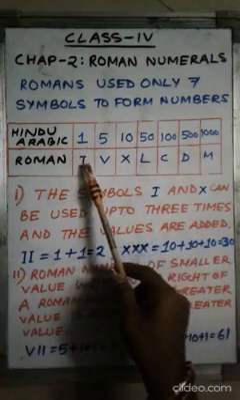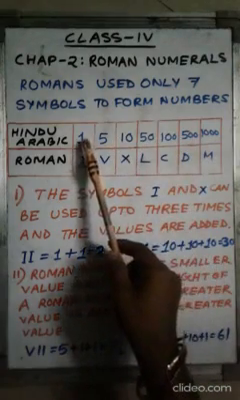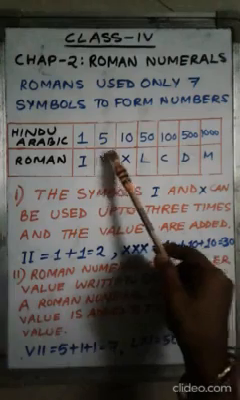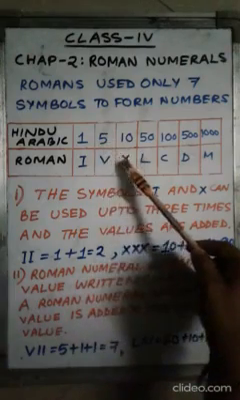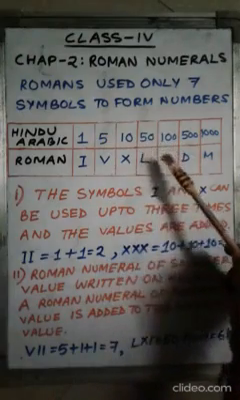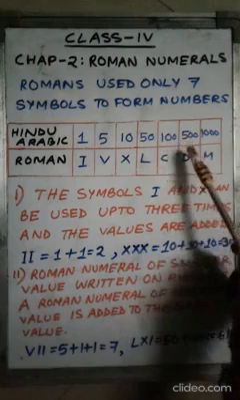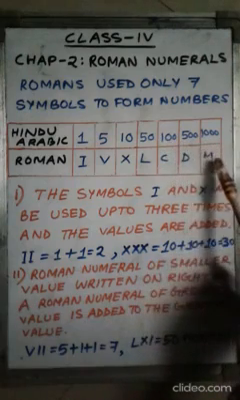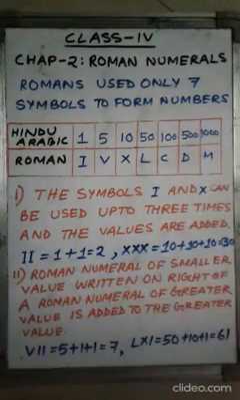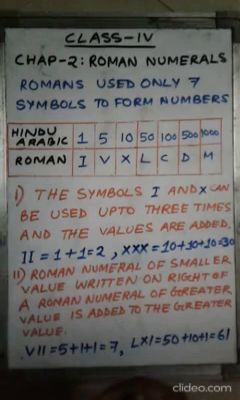If I say I, it is equivalent to 1 in the Hindu-Arabic system. For V, we write 5. For X, we write 10. For L, we write 50. For C, we write 100. For D, we write 500. For M, we write 1000. So there are some rules on how to use the Roman numerals.